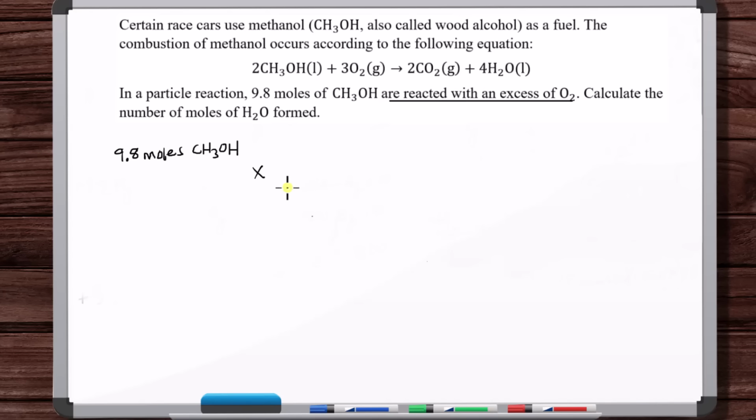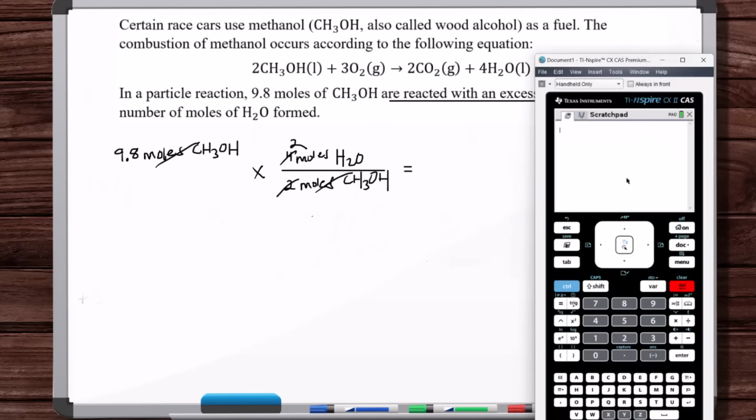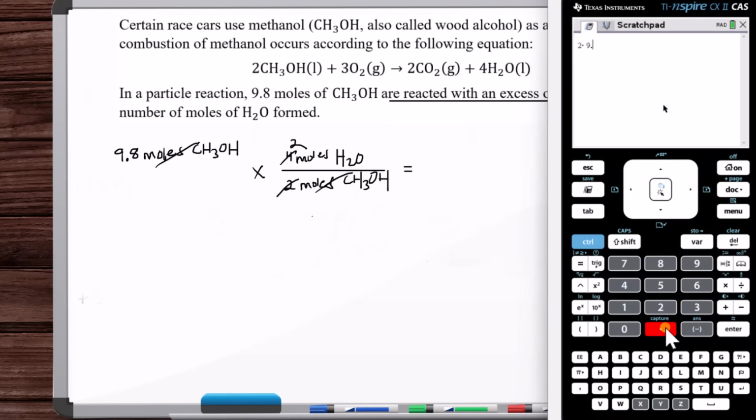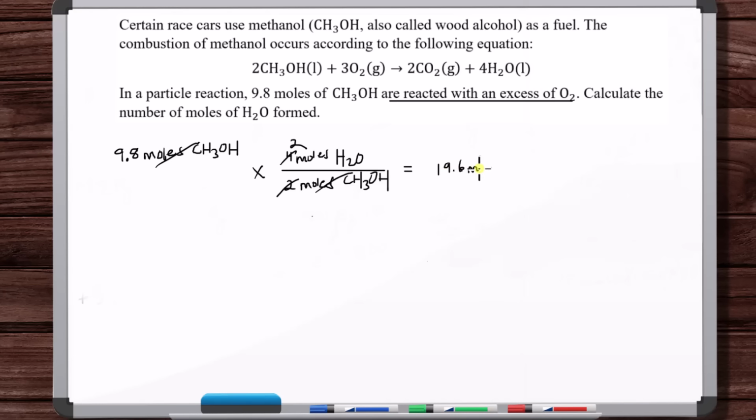All right? So using stoichiometric equivalency, we know that for every 2 moles of CH3OH consumed, 4 moles of H2O are produced. Okay, and then this cancels, so it's just 2 times 9.8. 19.6 moles of H2O are produced.